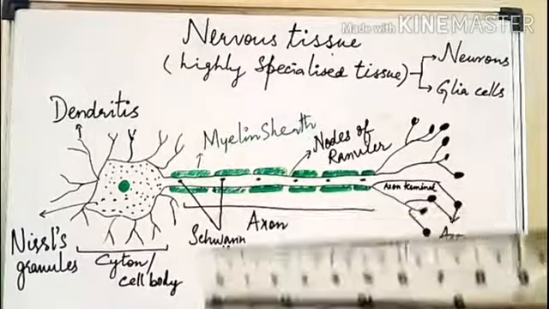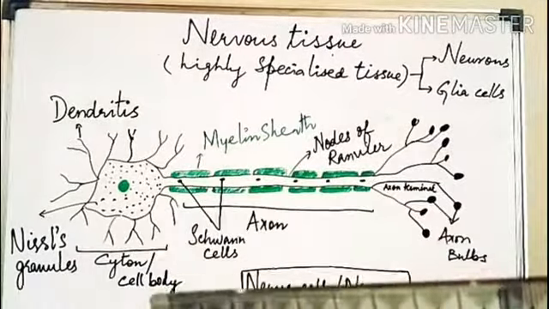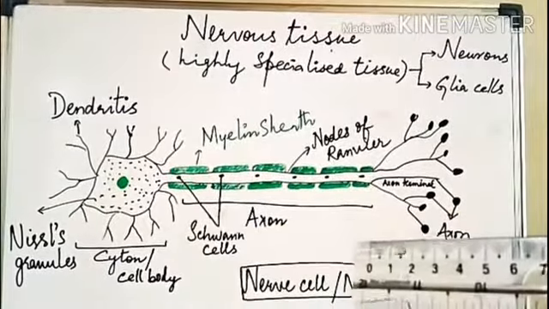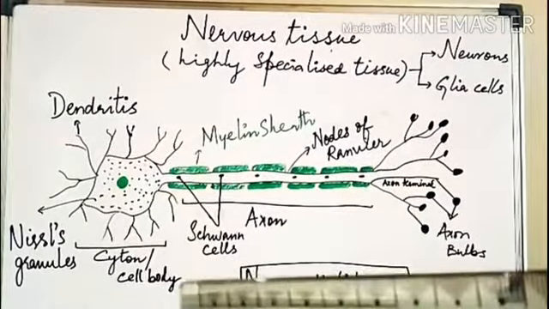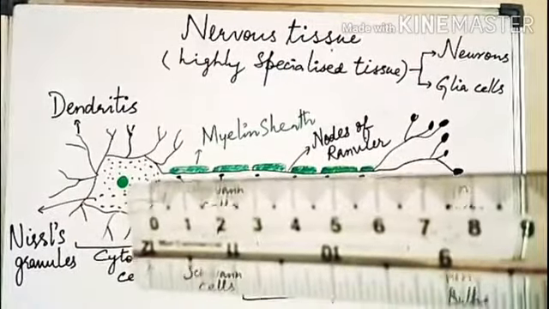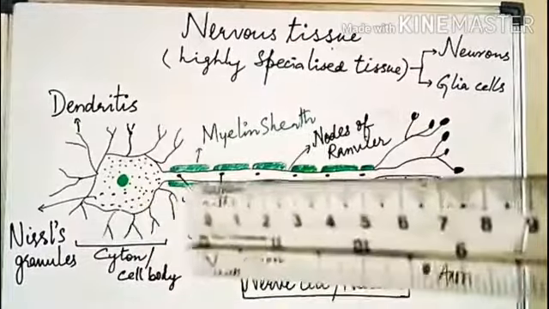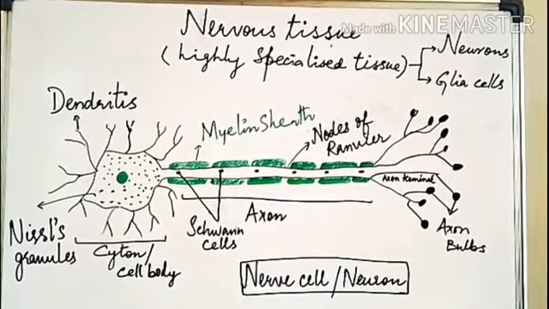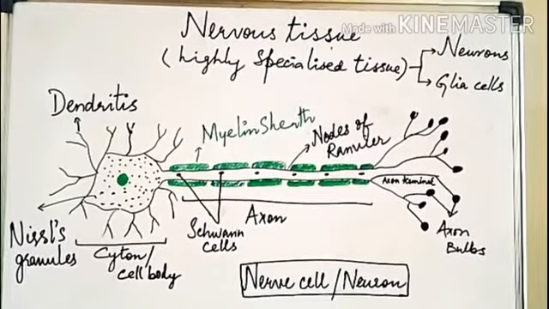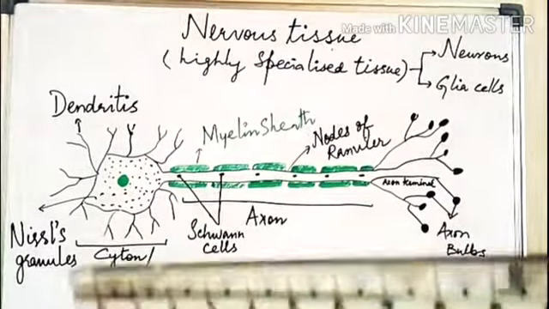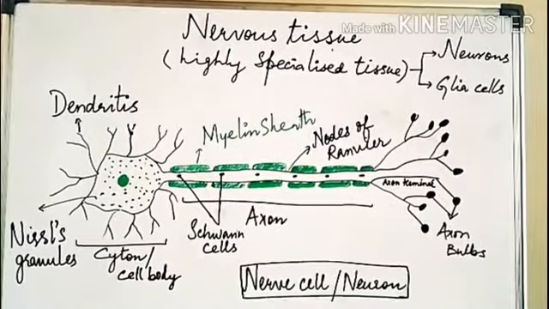Fine. Now, if you can see this round part, this is called the cyton, or we also call it the cell body. Now, this cyton or cell body, like other cells, has a nucleus. Then there is a cytoplasm, and this cytoplasm contains abundant endoplasmic reticulum. There are various granules of endoplasmic reticulum. So these are called Nissl's granules. Spelling of Nissl's granule. Fine.